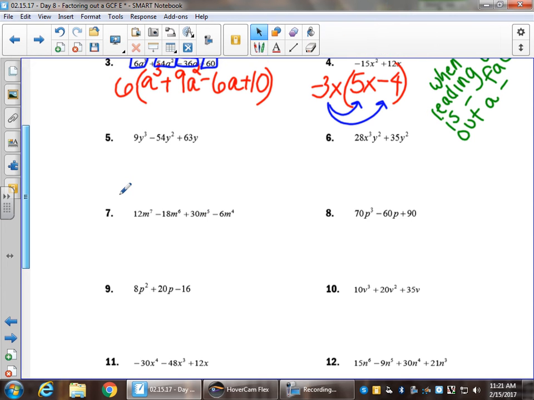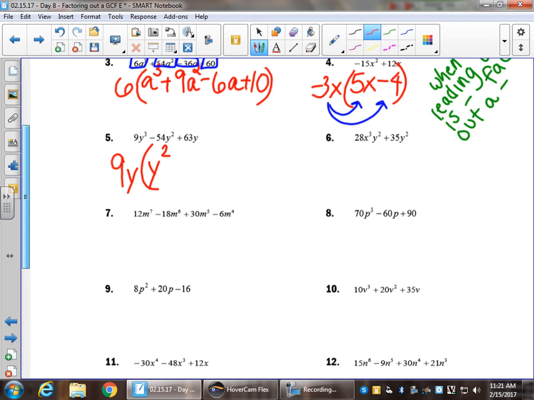Five. Looking at just 9, negative 54, and 63, what's the greatest number I can take out of those 3? 9. Can I take out a variable? What am I going to take out? Y. What would go here? Y squared. There were 3. We took out 1. So there's 2 left.